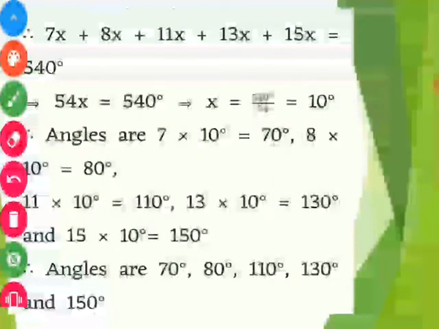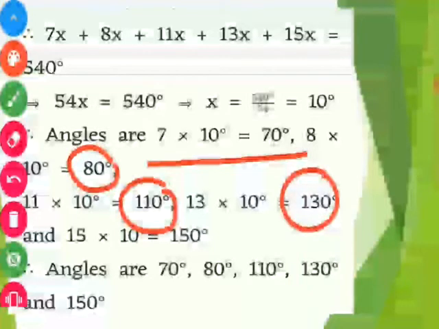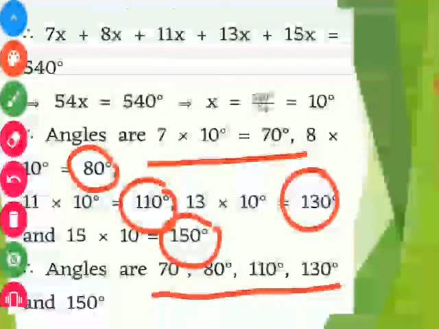The first angle 7x. So 7 into 10, that is equal to 70 degrees. Second angle 8 into 10. So it will give you 80 degrees. Third angle 11x. So 110 degrees. Fourth angle 13 into 10, that will be 130 degrees. And the fifth angle is 15x. So 15 into 10, that will be 150 degrees. So this way we have calculated all the 5 angles of the pentagon.